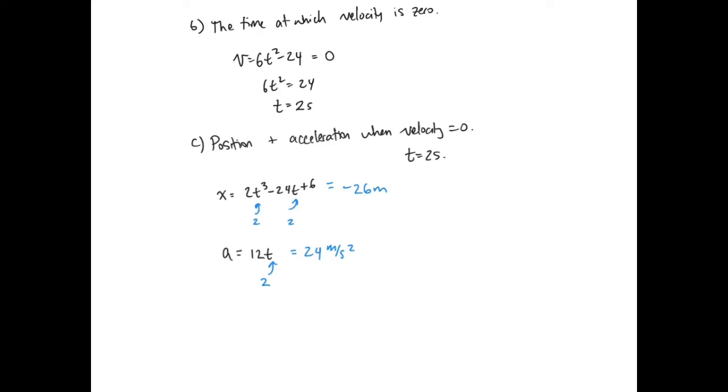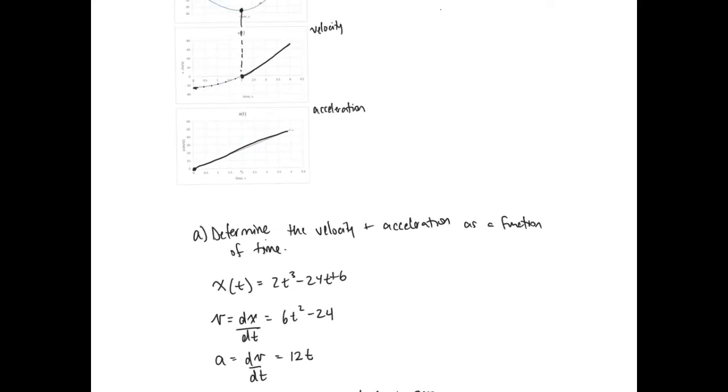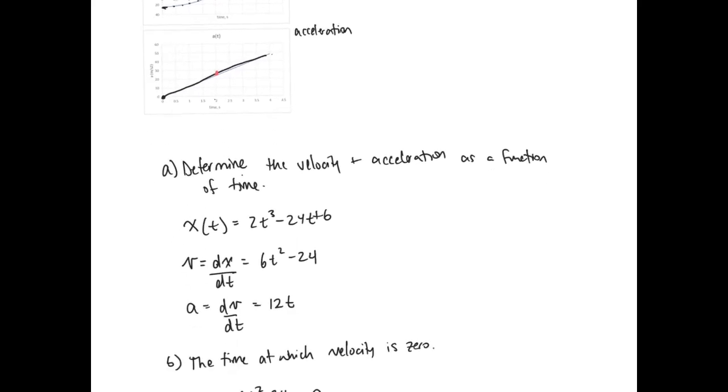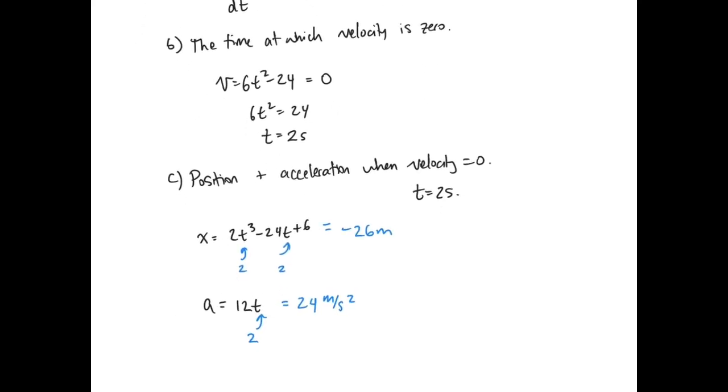So now if we go back to our graphs, we can see that when time is equal to 2 seconds, our position here is at minus 24, which is what we guessed from originally. Our velocity is equal to 0, and our acceleration is equal to 24 here. So you could find them from the graphs, but you can also find them mathematically using these equations.